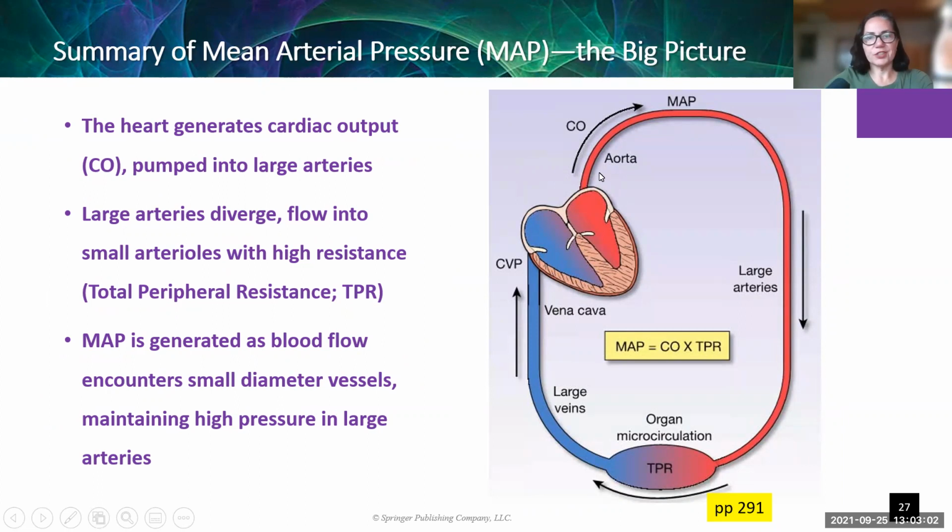Summary, just a visual of the mean arterial pressure being a product of the cardiac output, what the pump is doing, along with the total peripheral resistance, what is happening in the tubes.